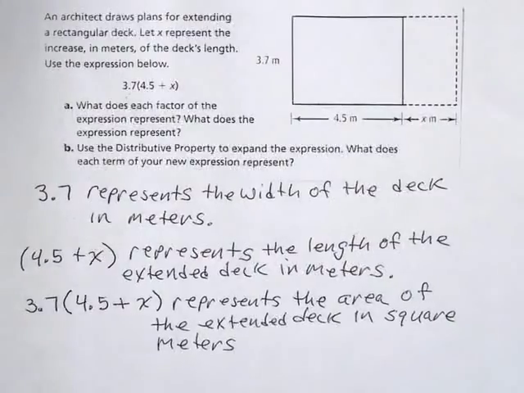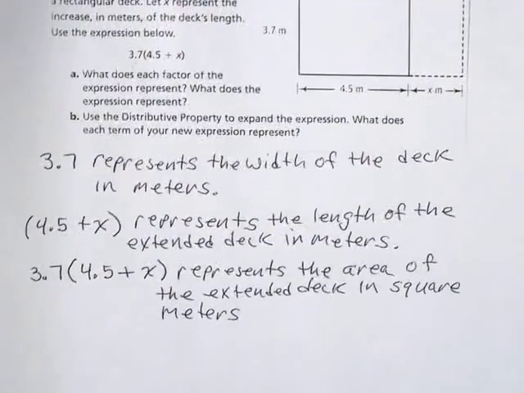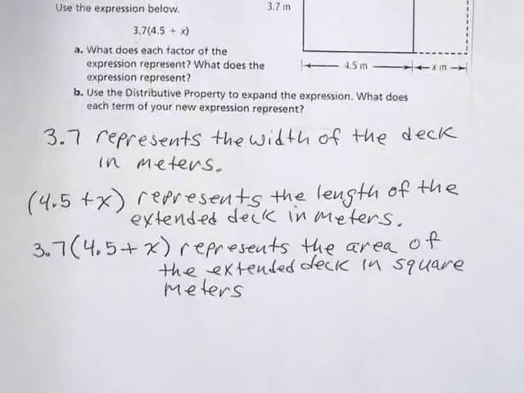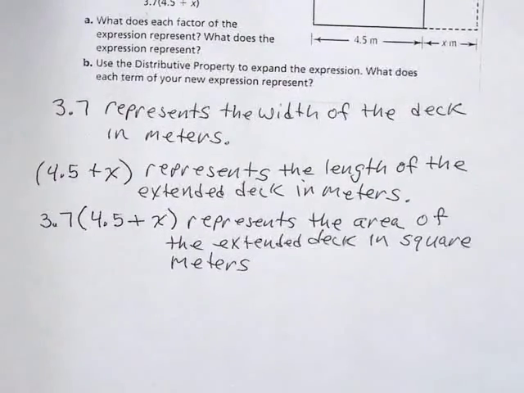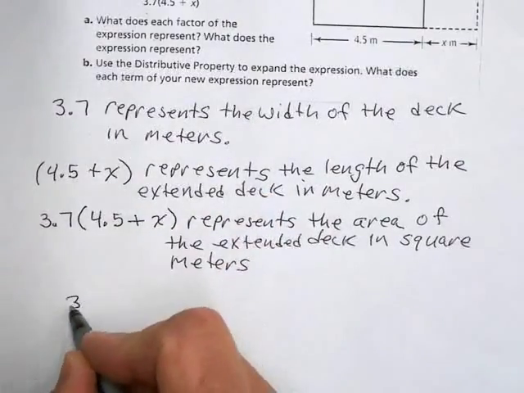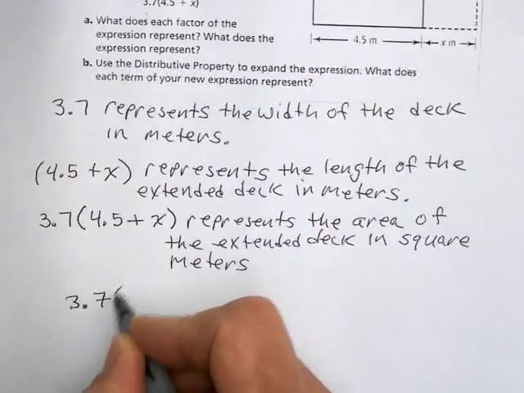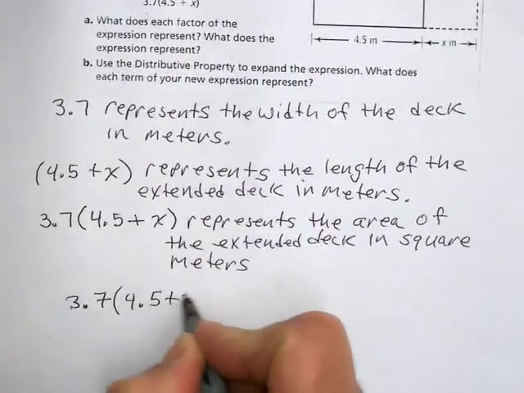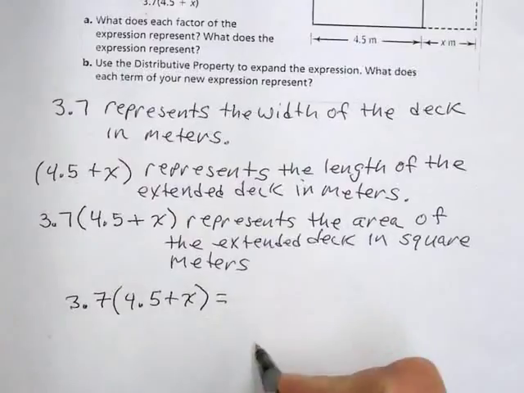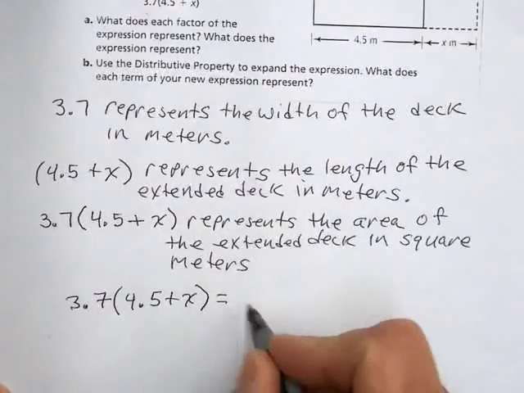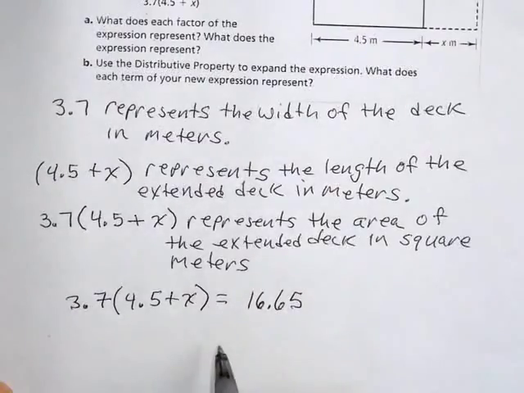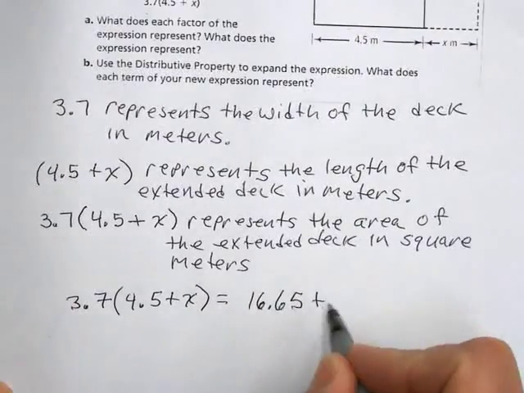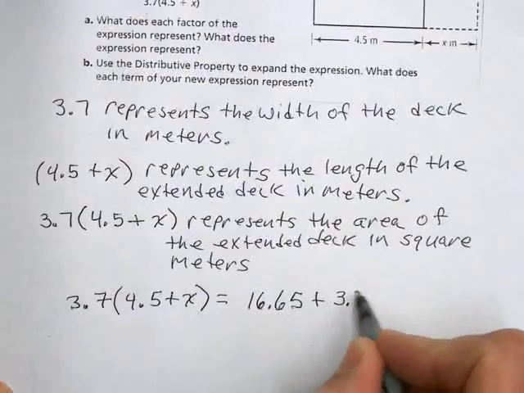Okay, at this point I'm going to slide this up because they're asking us to, in the second part of this problem in B here, what does each term of your new expression represent? They're asking us to use the distributive property to expand the expression. And what that means, of course, is to multiply, right? 3.7, we're going to multiply that by 4.5 plus x. And when we distribute that, we're going to find out that that equals 16.65. That's 3.7 multiplied by 4.5. Plus 3.7 multiplied by x would be 3.7x.